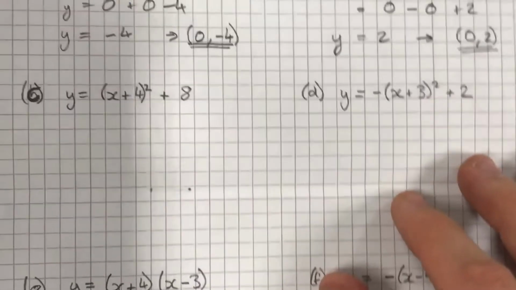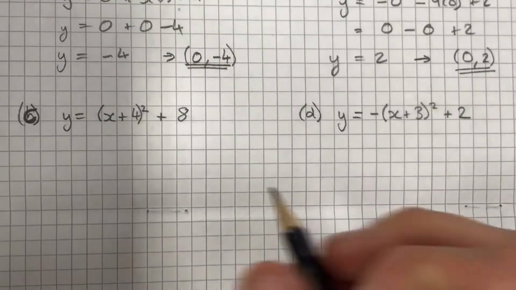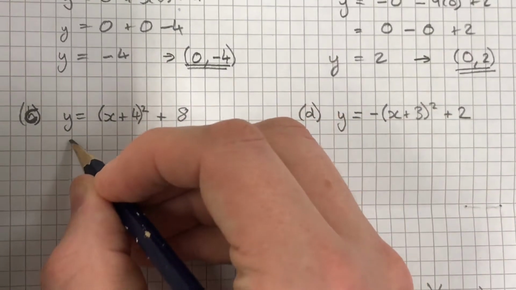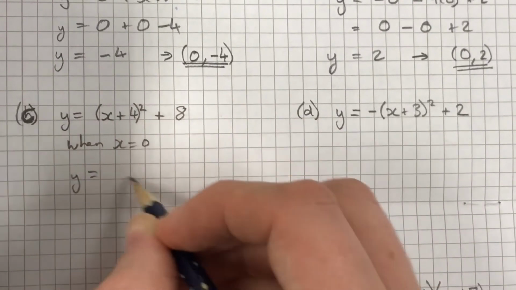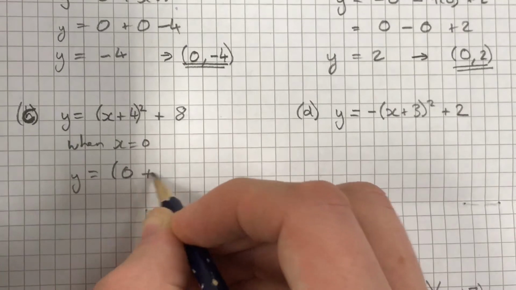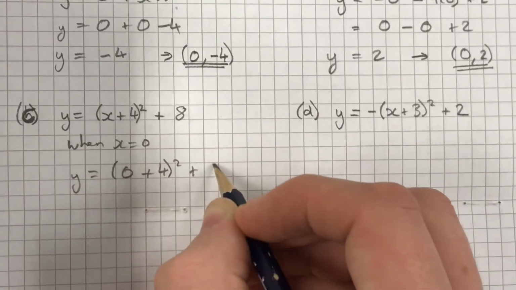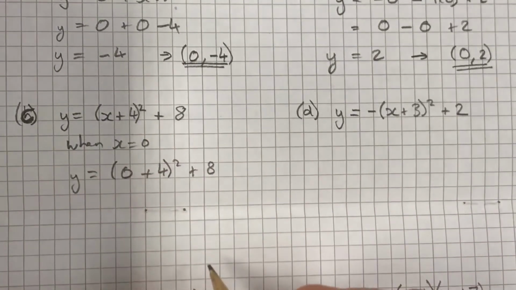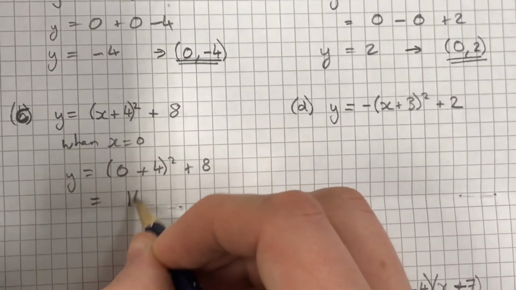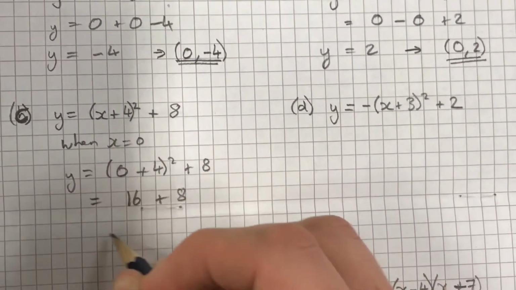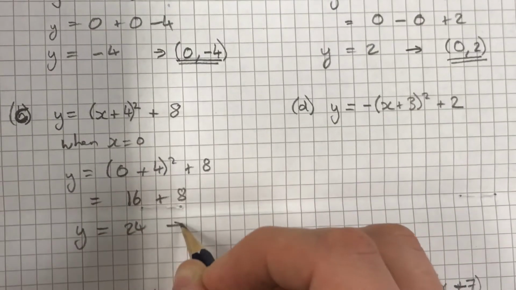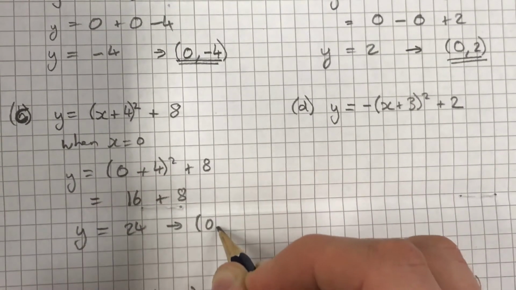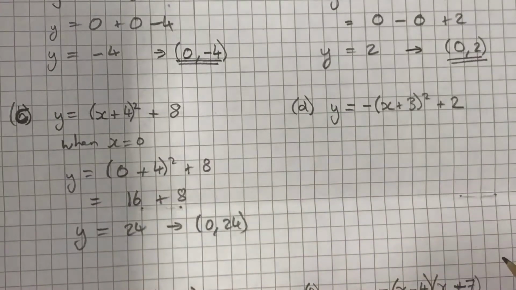So we could have equations given to us in completed square form. Same idea again, nothing different. When x equals 0, y equals (0 plus 4) all squared plus 8. 0 plus 4 is 4, square it is 16, plus the 8 gives us 24. So y equals 24, that means the y-intercept is the point (0, 24).